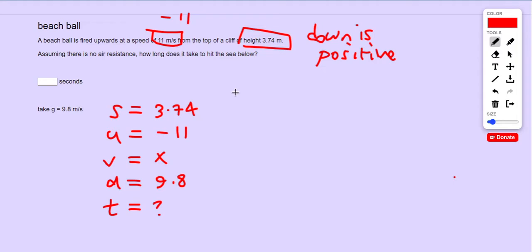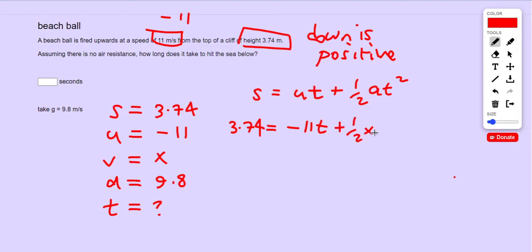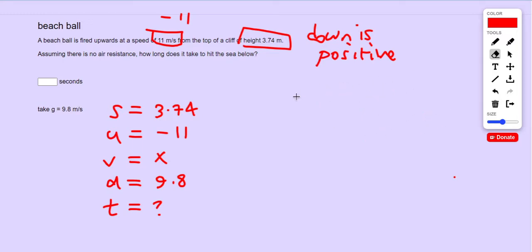Now this gives us a quadratic equation if we're using s equals ut plus a half at squared. 3.74 is minus 11t plus a half times 9.8 times t squared. So you can solve that for t, which is probably the quickest way of doing it, but I'm going to do it the slow, more elegant way, I think.